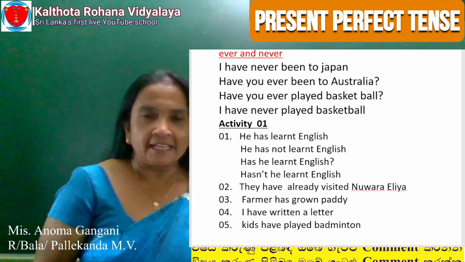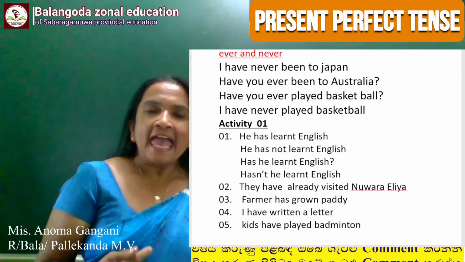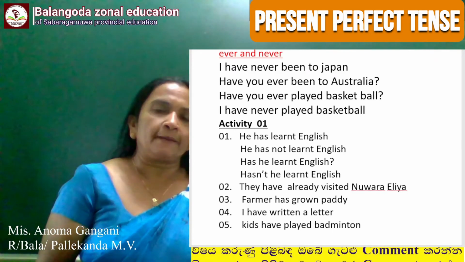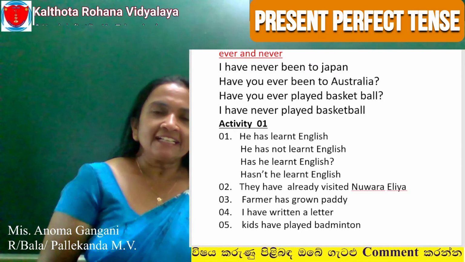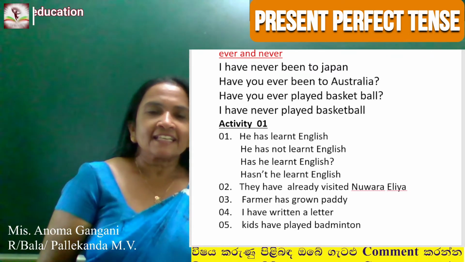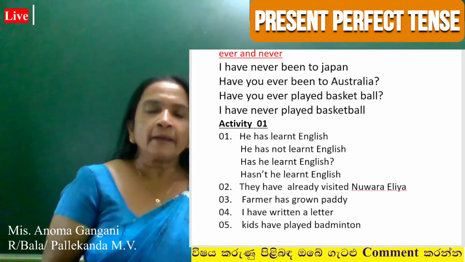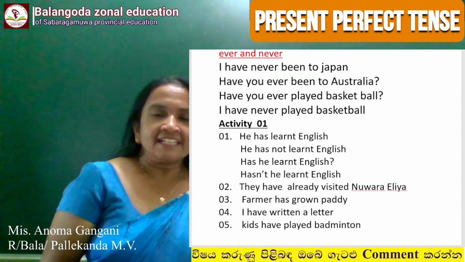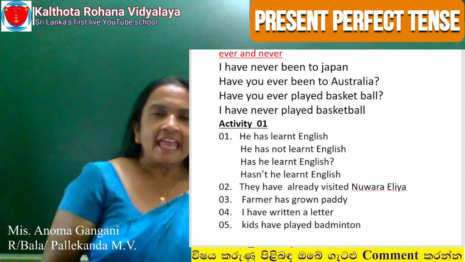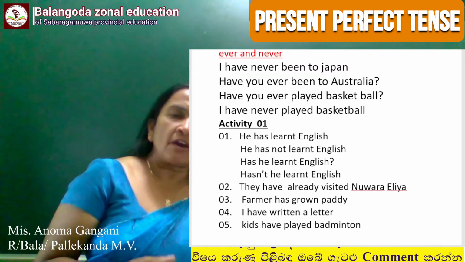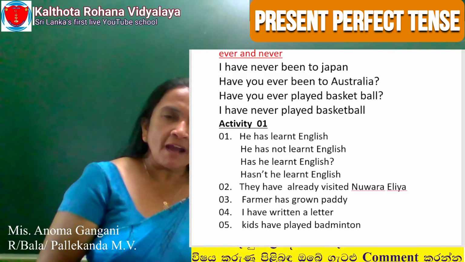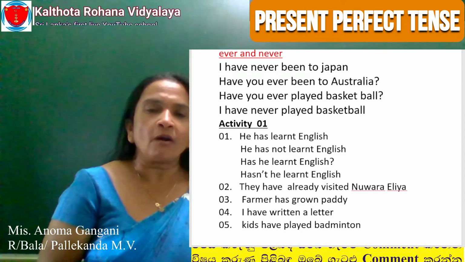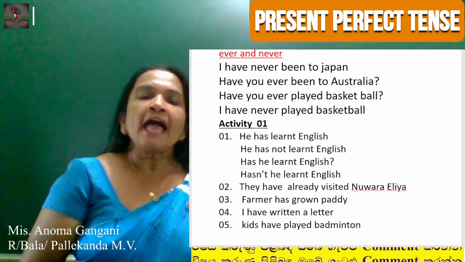Farmer has grown paddy. Negative one: farmer has not or hasn't grown paddy. Then next, interrogative. Has farmer grown paddy? Then next one, negative interrogative. How do we write that one? Has not farmer grown paddy? Or we can write it this way: hasn't farmer grown paddy? We use shortened contraction forms, right?